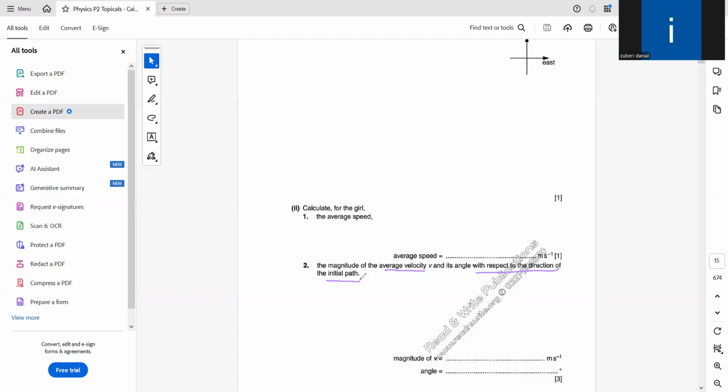So I don't get the question. Okay, so they say you have to find out the magnitude of average velocity and its angle with respect to the direction of the initial point. So the question now turns to velocity, right? So velocity basically comes through displacement, right?